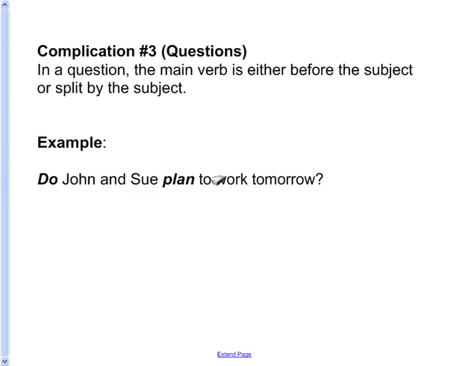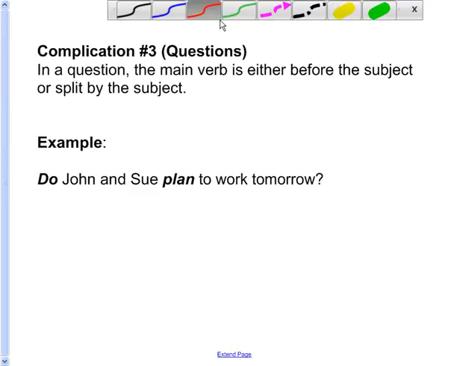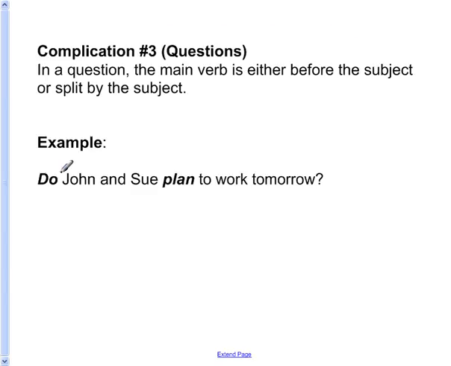in questions, as you may recall from Module 4, sometimes in questions the verb splits the subject. In this case, do John and Sue plan to work tomorrow? The main verb of this sentence is do plan. The subject, in other words, who do plan? John and Sue.